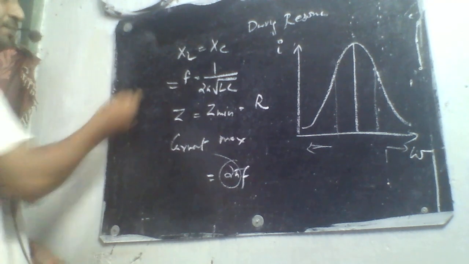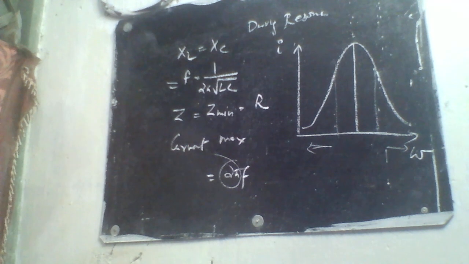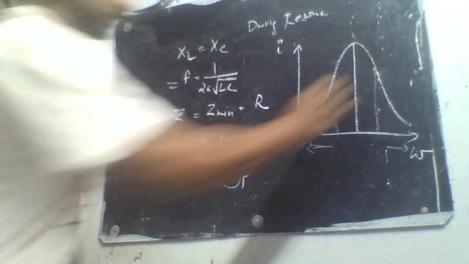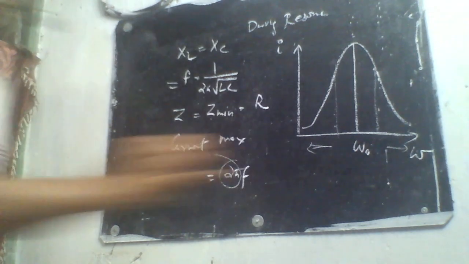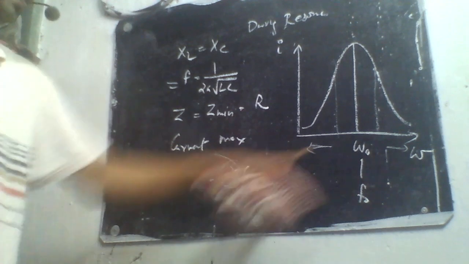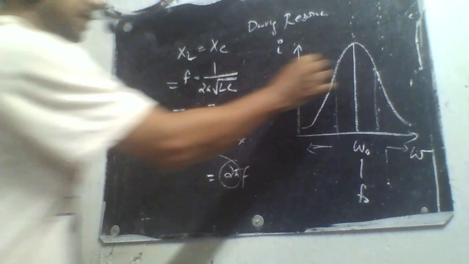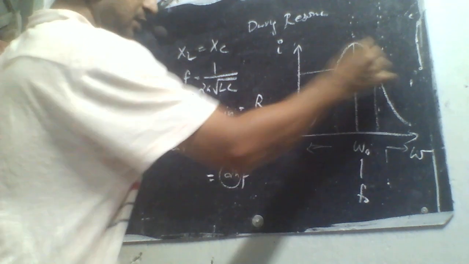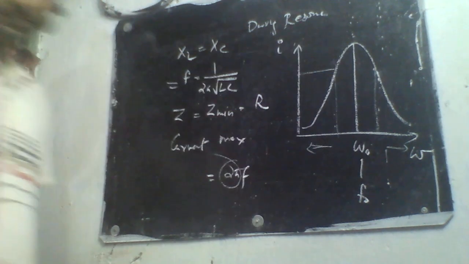You call it the angular resonant frequency. So this will be written as omega 0. Actually, it means f0, the resonant frequency. Since f into 2 pi is omega, they will sometimes write it as omega 0 also. And you will have the half power frequency. I will tell you what it is. So the graph falls down on both sides.